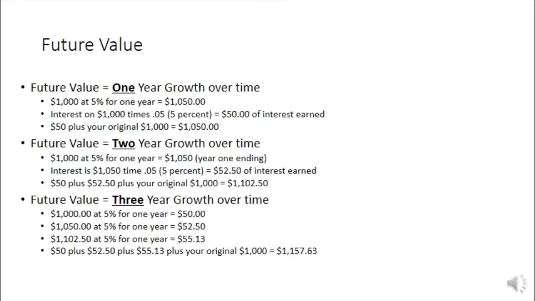So in year 1, we have $1,000, 5% interest, growing to $1,050. But in year 2, we're also earning $52.50. Moving forward to year 3, you can see that the amount of interest we're earning on our money is growing over time. We earned $50 in that first year, $52.50 in that second year, and $55.13 in that third year.